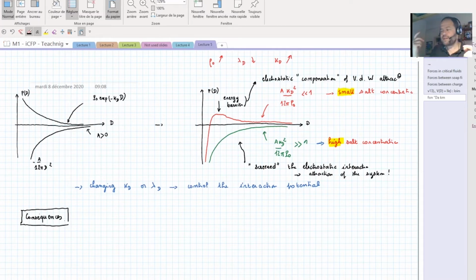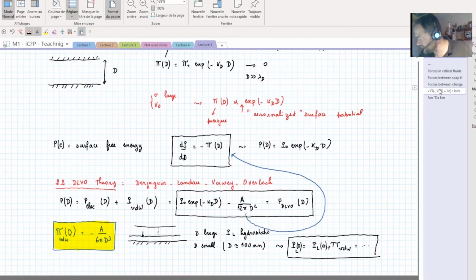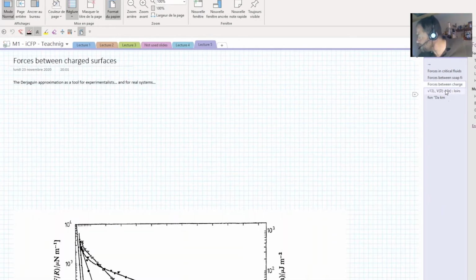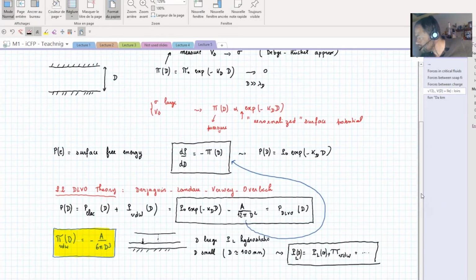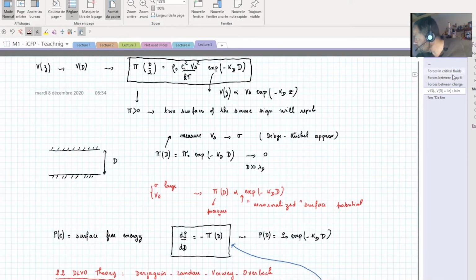Of course, to be completely honest, we can analyze all what we have said before about the Debye length, the Debye screening, etc. We could have seen that in terms of osmotic pressure of the ions, but it's kind of an indirect view of that. Do you understand? I mean, to make it clearer, if I come back to what we have just done here.